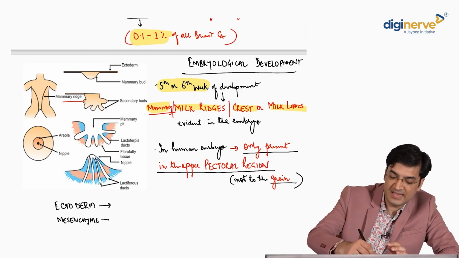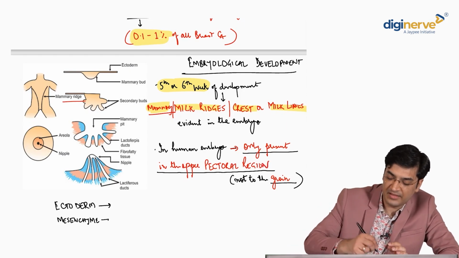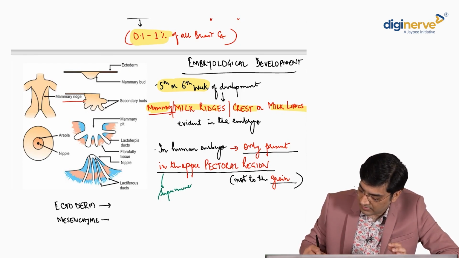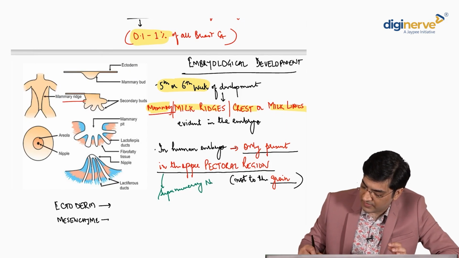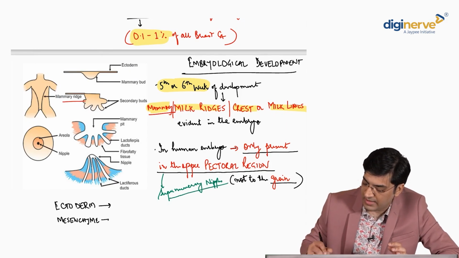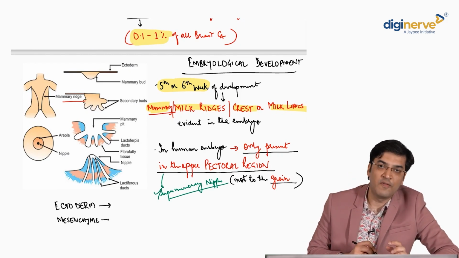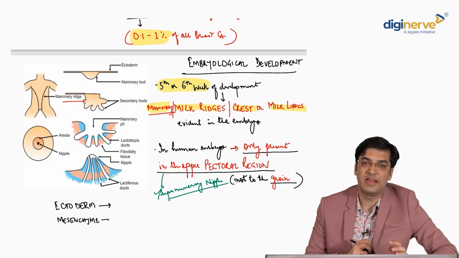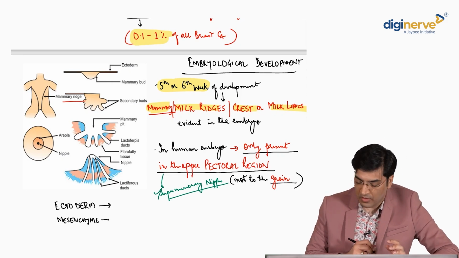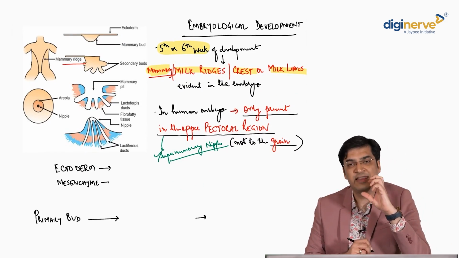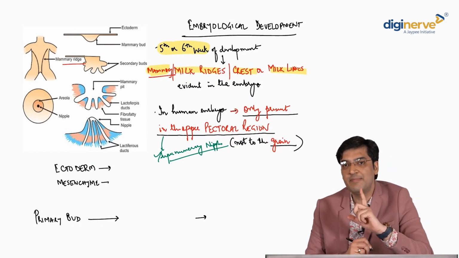And this is what is associated with what we call supernumerary nipples, or accessory nipples. Supernumerary nipples occur because of the persistence of this milk ridge or the mammary ridge. Okay. Now, delving into what structure is formed by the ectoderm and what is formed by the mesenchyme.